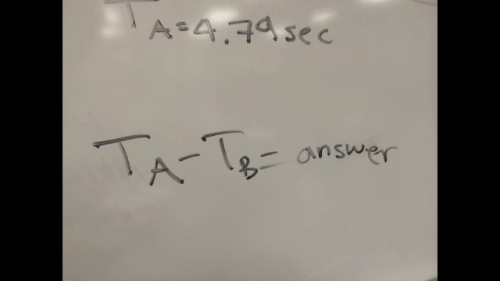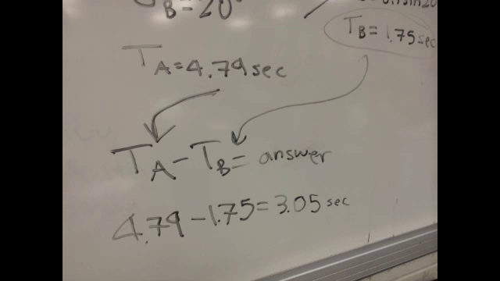Plug these two values into TA minus TB. When you've plugged in 4.79 for TA minus 1.75 for TB, you get your final answer for part B of 3.05 seconds.